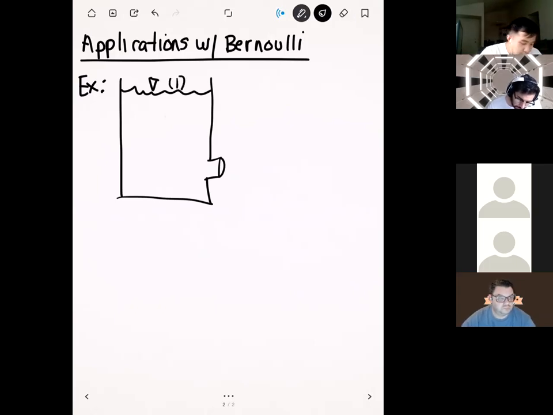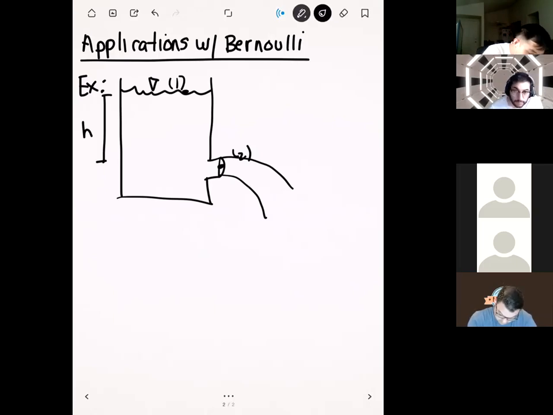Let's define the first point up here as point 1, and let's say this height right here is h. Then we define point 2 to be at the spigot. Because we have a hole in this bucket, water is going to start leaking out, just like that. Since points 1 and 2 are both effectively at the edge of the bucket, not really inside the water, we can say that both points 1 and 2 are at atmospheric pressure.